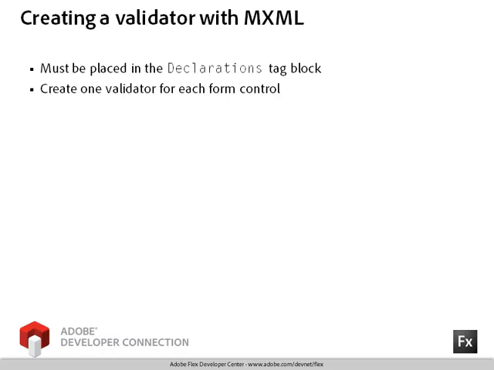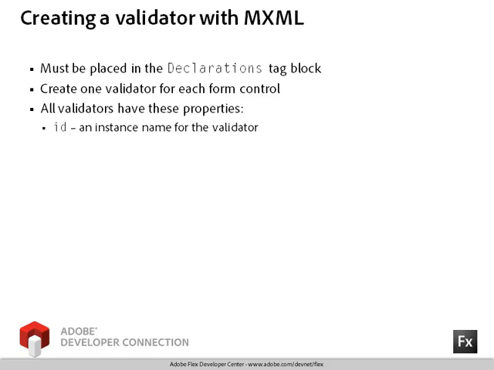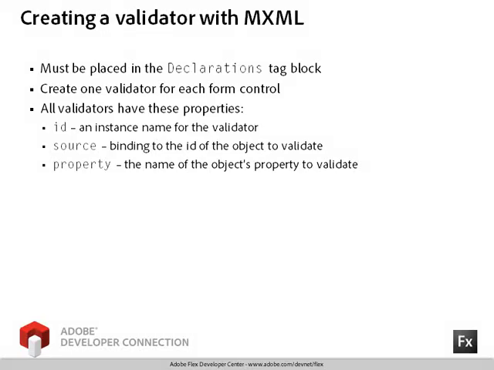Generally, you create one validator for each form control. You can give a validator an instance name using the id property. The source property requires a binding to the instance name of the object you are validating, in this case one of the text input controls. The property argument defines the name of the object's property that you will validate. In my example, I will validate on the text property of the text input control, since the text property contains the text value that the user has typed.